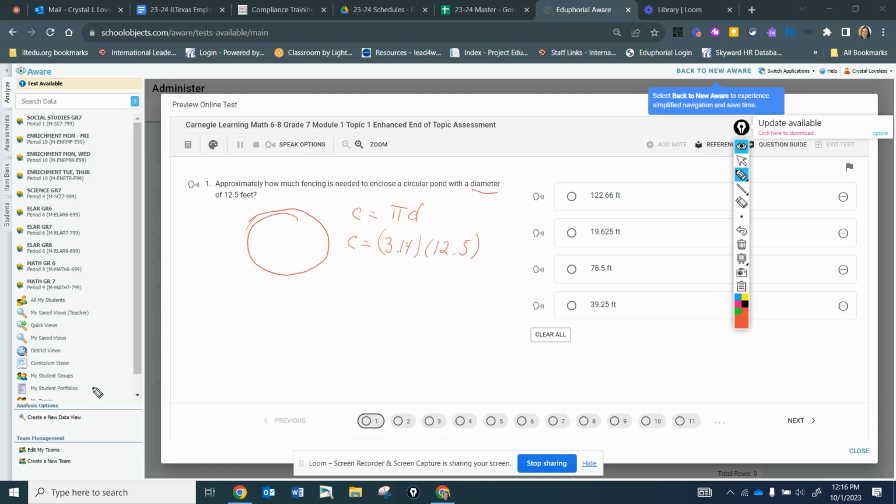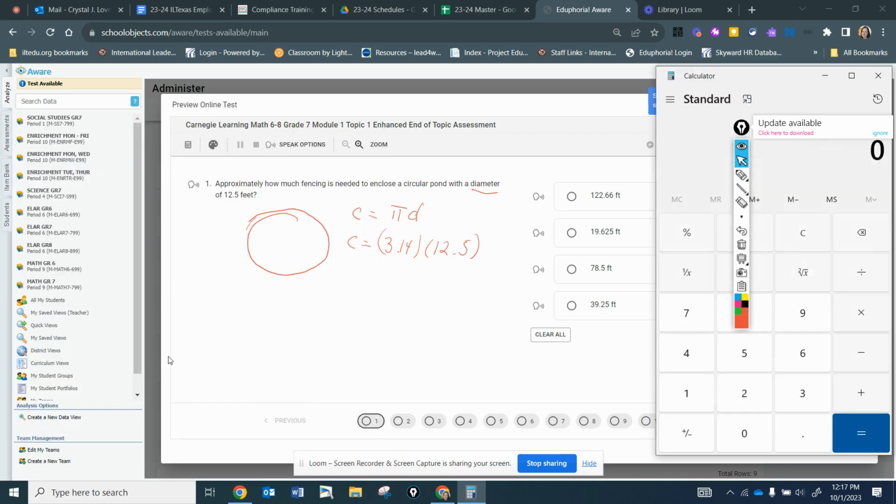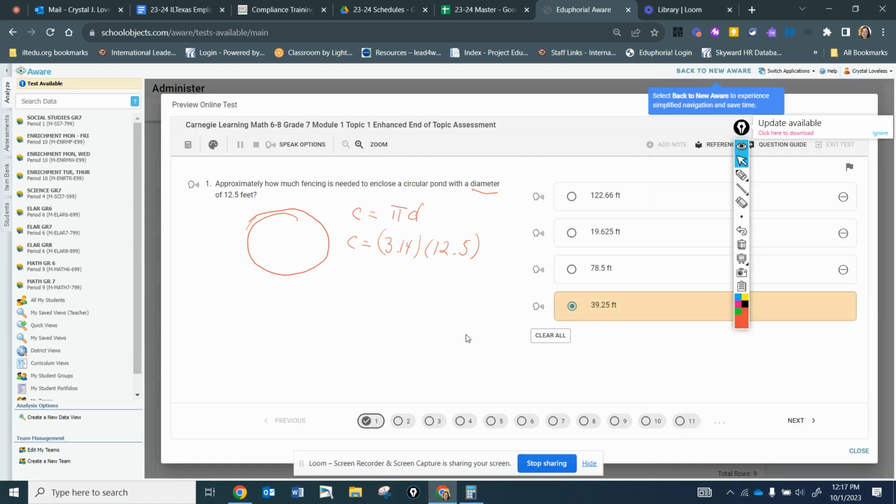Then I'm going to use my calculator to see what that is. 3.14 times 12.5, 39.25. Your answer is right here.